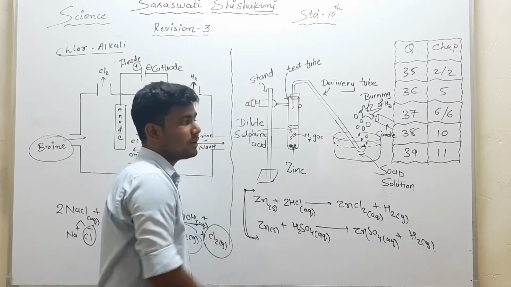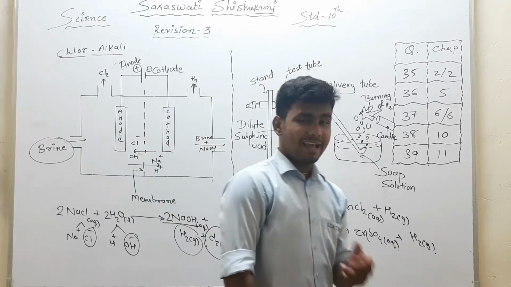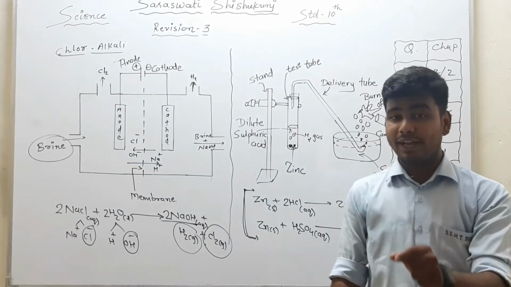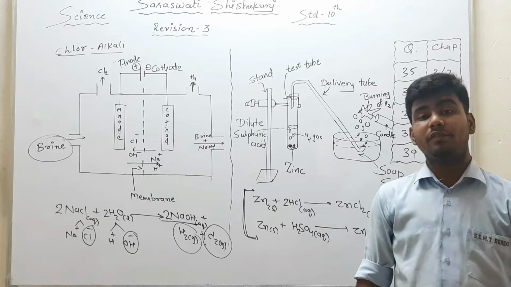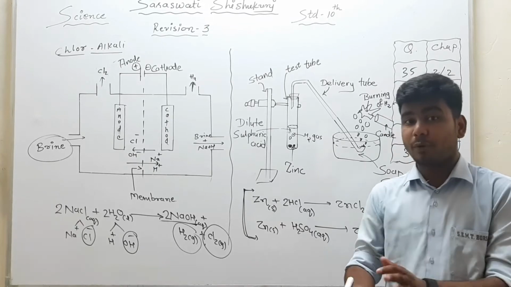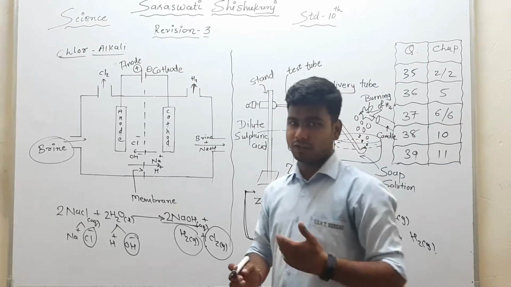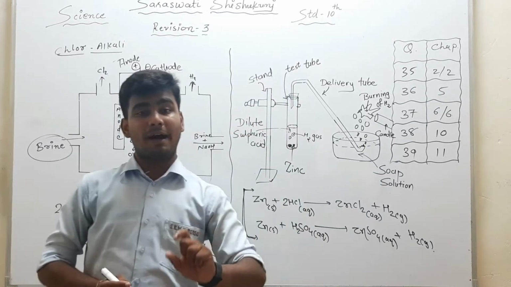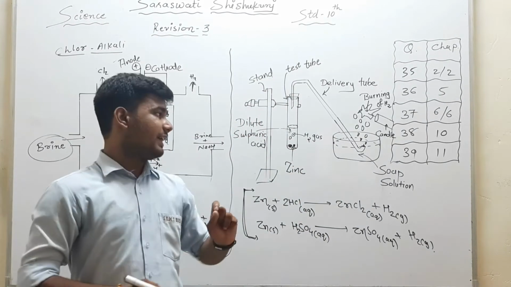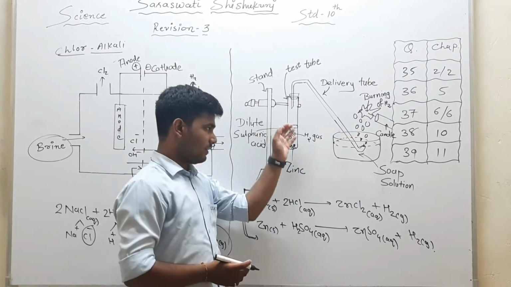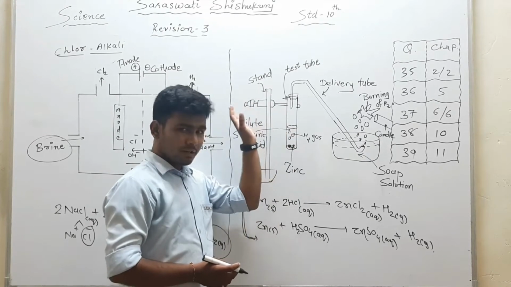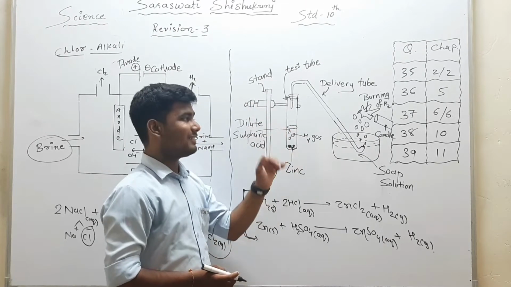So this question can also be asked to you: explain the activity in which acids react with metal to give dihydrogen gas, or the production of dihydrogen gas. It can also be asked like this: write about production of hydrogen gas in the laboratory. So in that question we have to write this experiment.